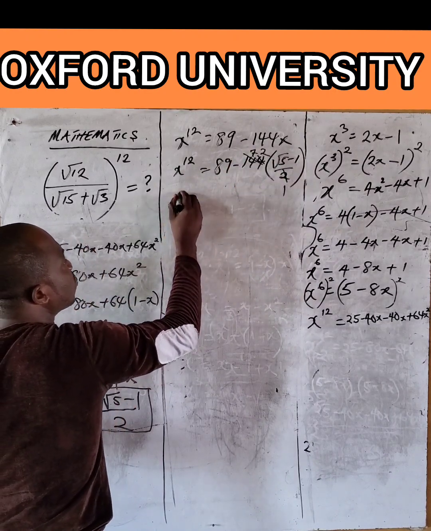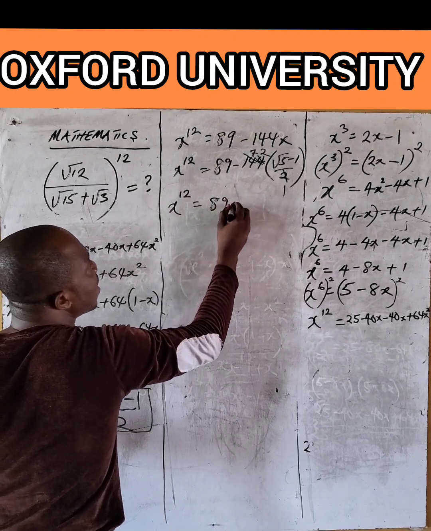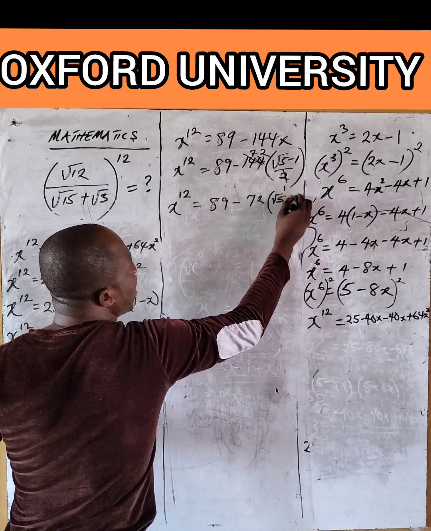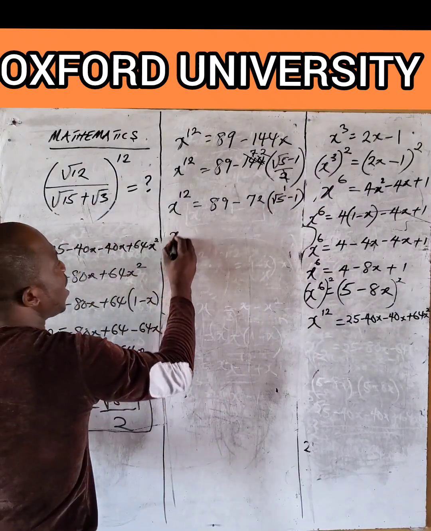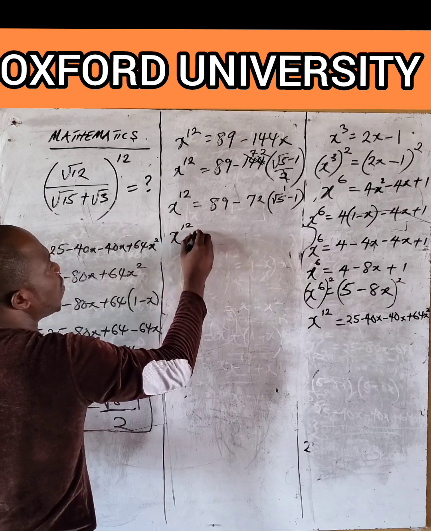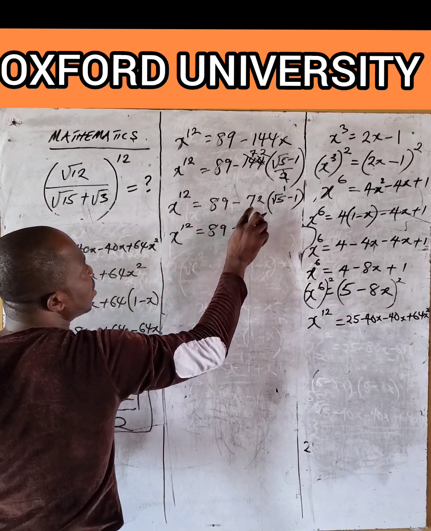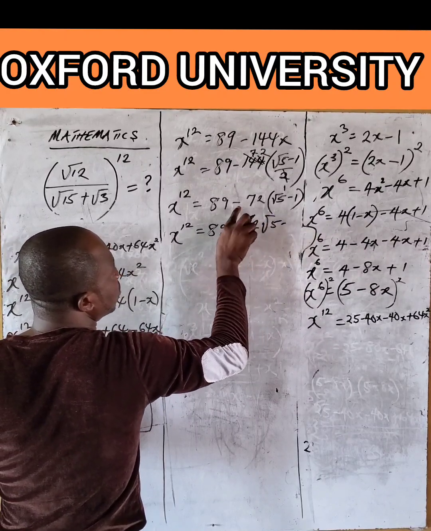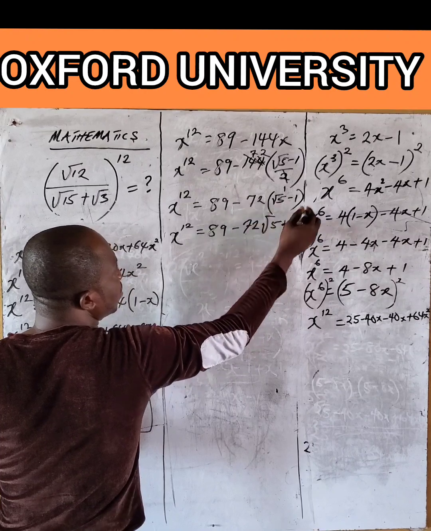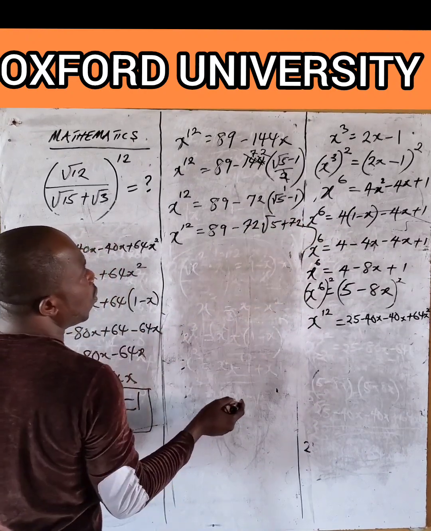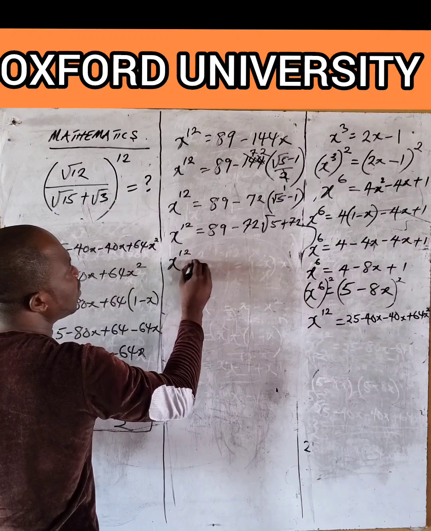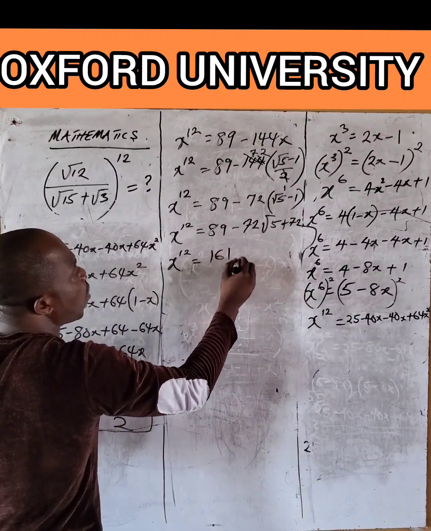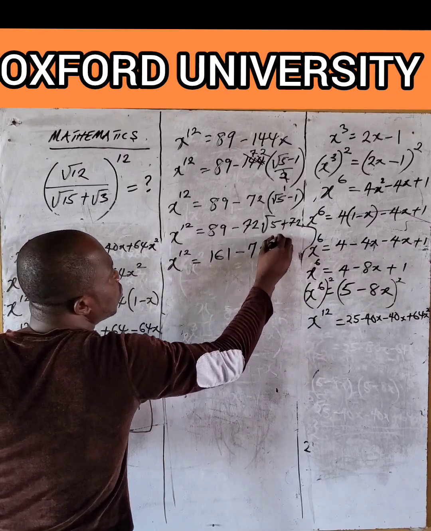So I'll be having that x raised to the power 12 will be equal to 89 minus 72 into root 5 minus 1. As such, what will I be having? Our x raised to the power 12 will be equal to 89 minus 72 times root 5 will give us 72 root 5, minus, minus times minus is plus, so 72 times 1 will give us 72. So what we'll be having now is x raised to the power 12 is equal to 89 plus 72 will give us 161 minus 72 root 5.